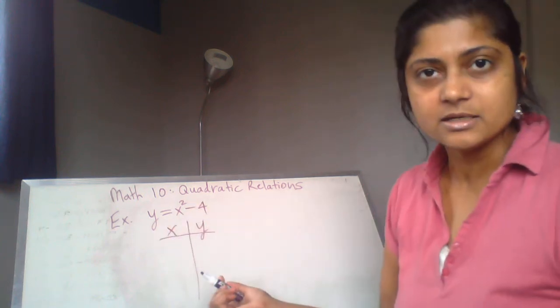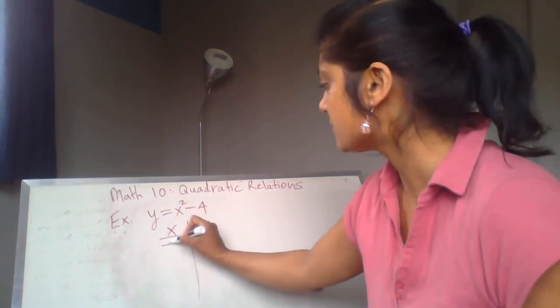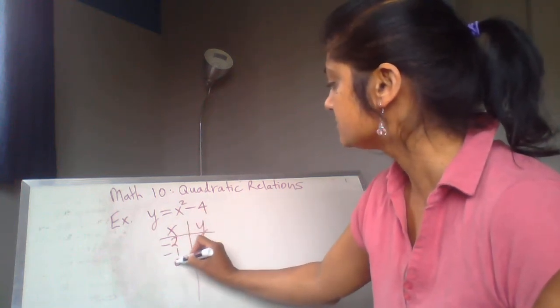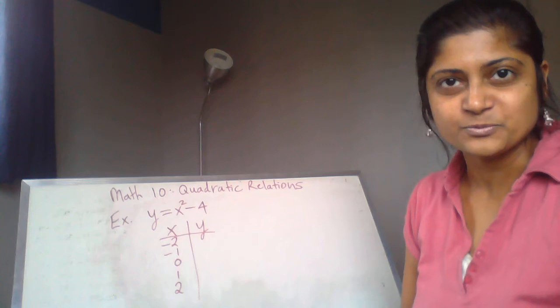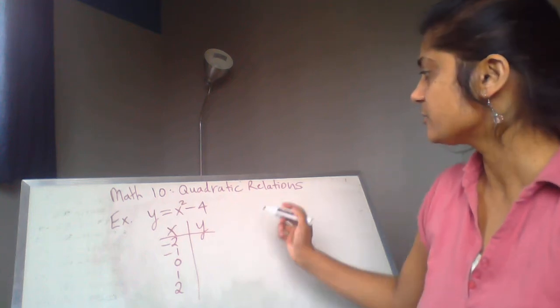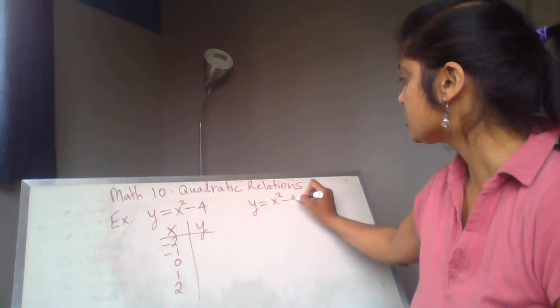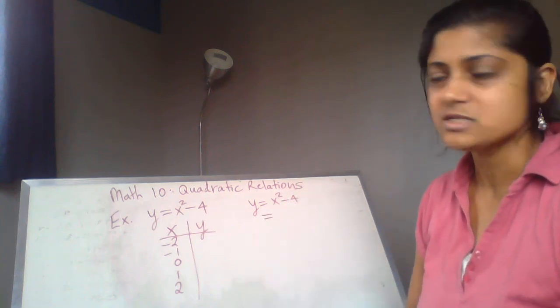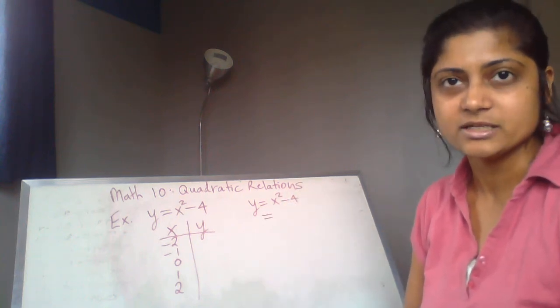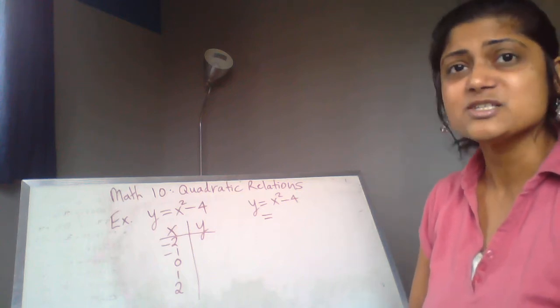Okay, and again, I'm going to take the same values for x, so we're going to do -2 to +2. Now this time when you're plugging in your value for x, make sure you are doing the exponents. So I'm just rewriting the equation. It's y equals x squared minus 4.